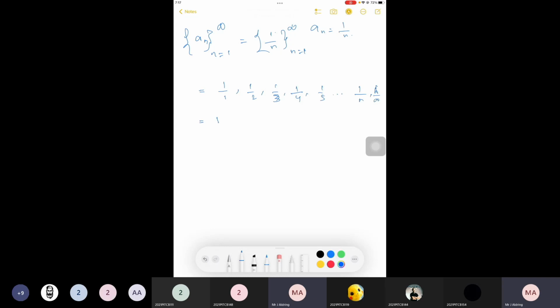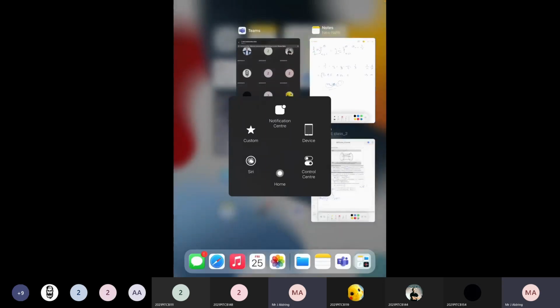For example, here 1 is the maximum value. Next it reduces to 0.5. Definitely 1 by 3 is less than 0.5, maybe 0.3, then it goes on and tends to 0. The maximum value of the sequence is 1. That means an is less than or equal to 1, because an is always less than or equal to 1. If you satisfy this condition, then an is bounded above. That is the bounded above definition.